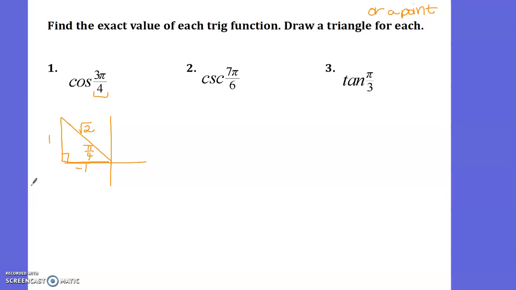Okay, now that we've constructed our triangle, I look at the fact that I'm evaluating cosine. Cosine is adjacent over hypotenuse. So the adjacent side is negative 1 over the hypotenuse, square root of 2. We have to rationalize the denominator of our ratio, and I get negative root 2 over 2.